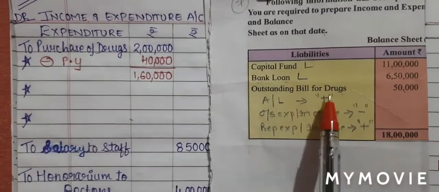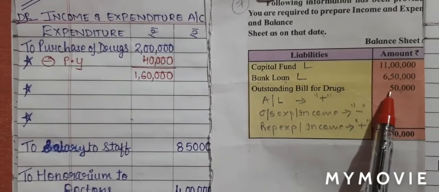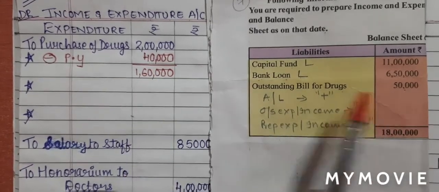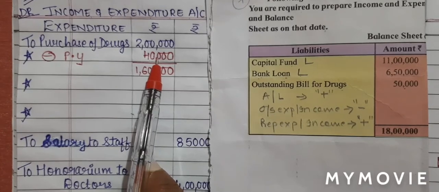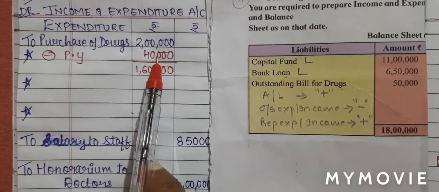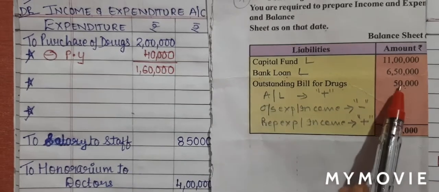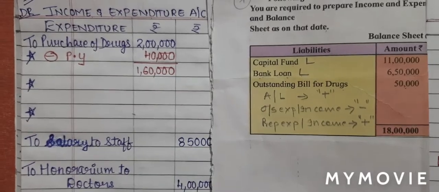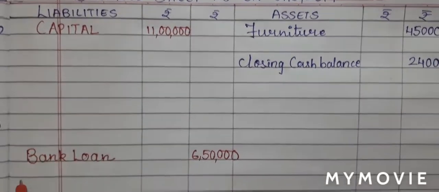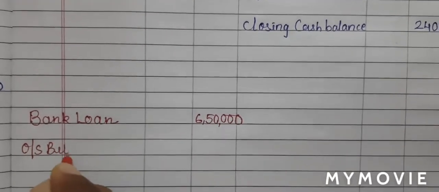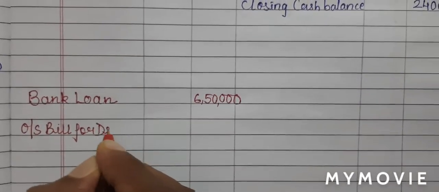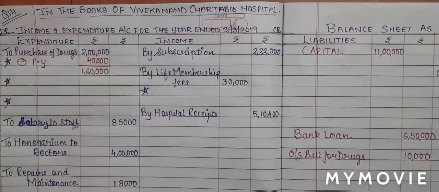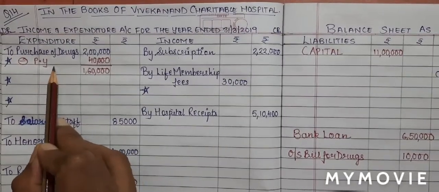Our outstanding bill for drugs was actually rupees 50,000. But we had done a payment of only 40,000, which means there is a difference in the amount. So there is a difference of 10,000 rupees, which means it is still payable. So we will have a second effect for this, on the liability side. So on the liability side, I will write outstanding bill for drugs, rupees 10,000 in the outer column. Students, I hope you are clear with purchase of drugs previous year.